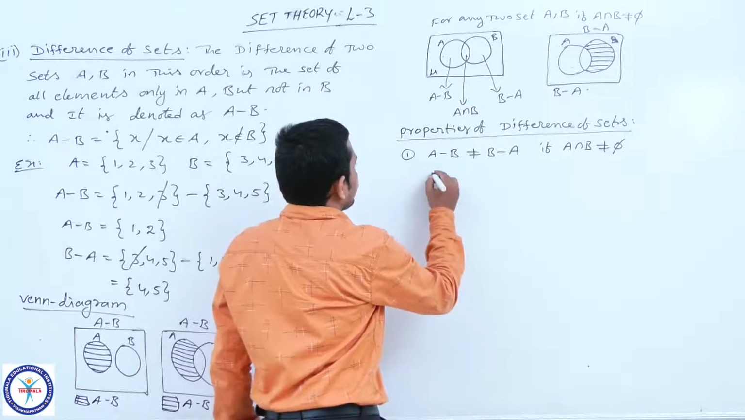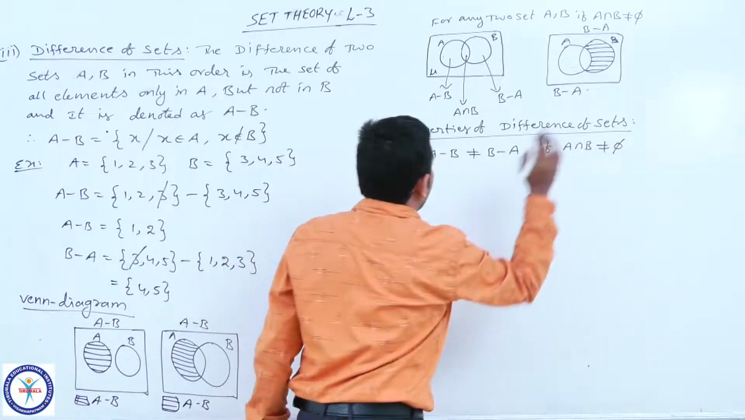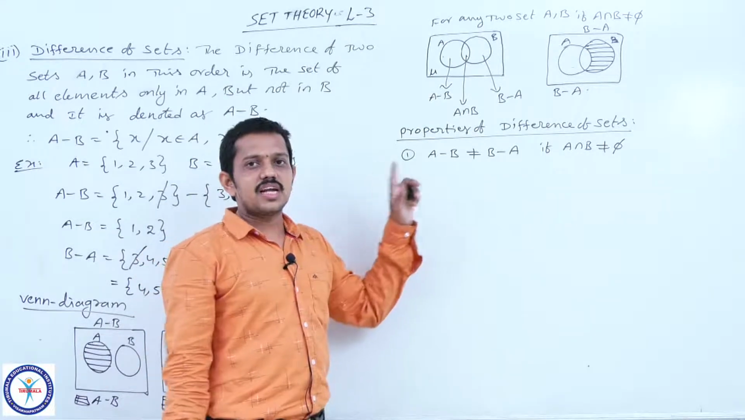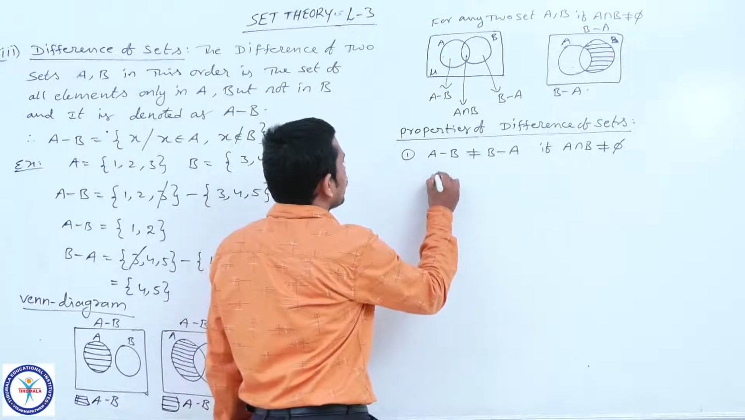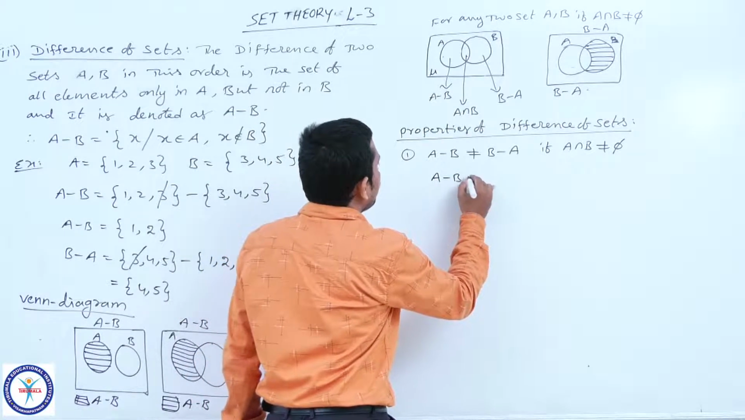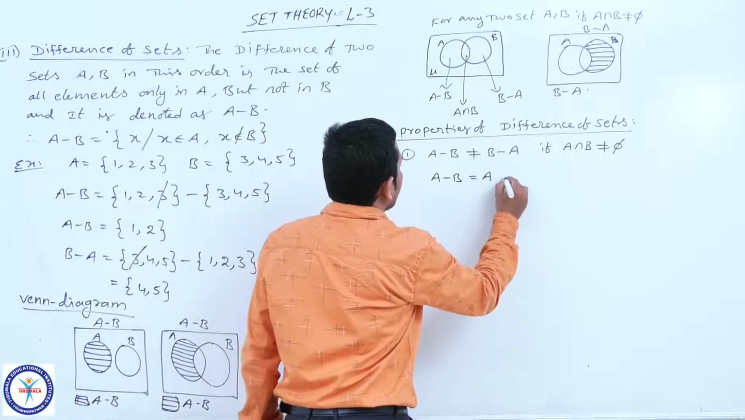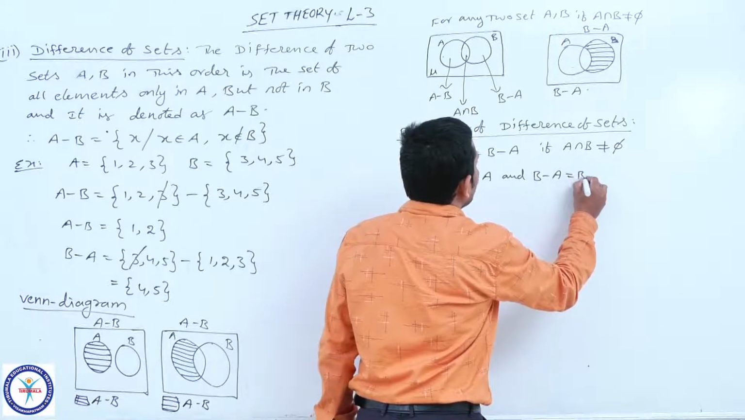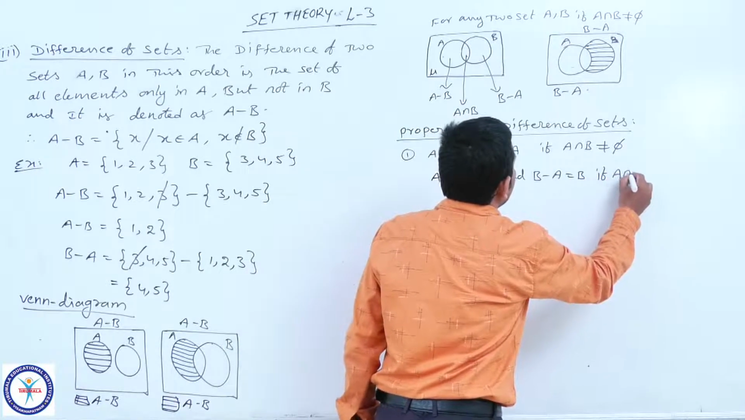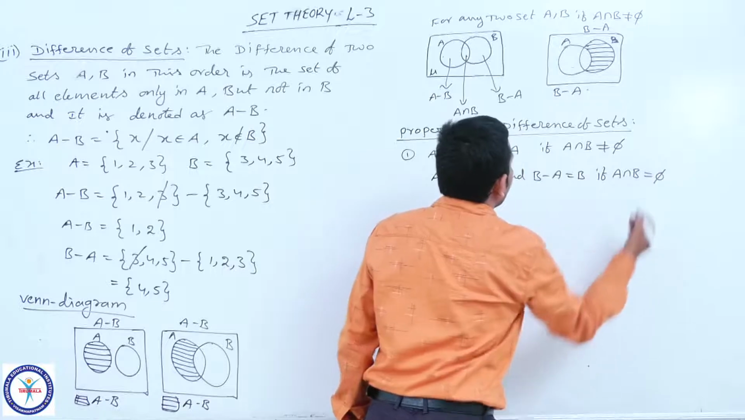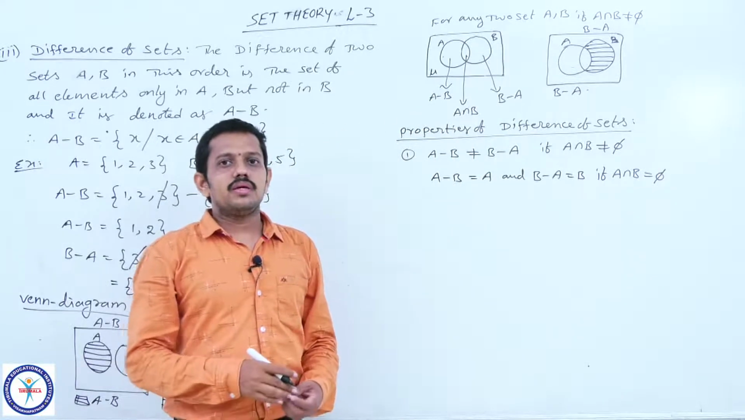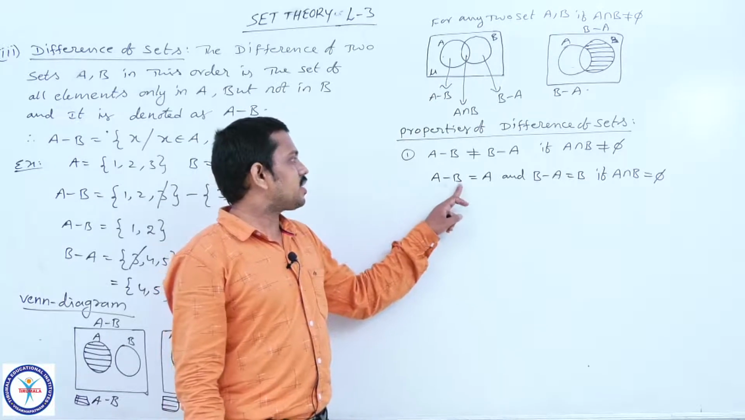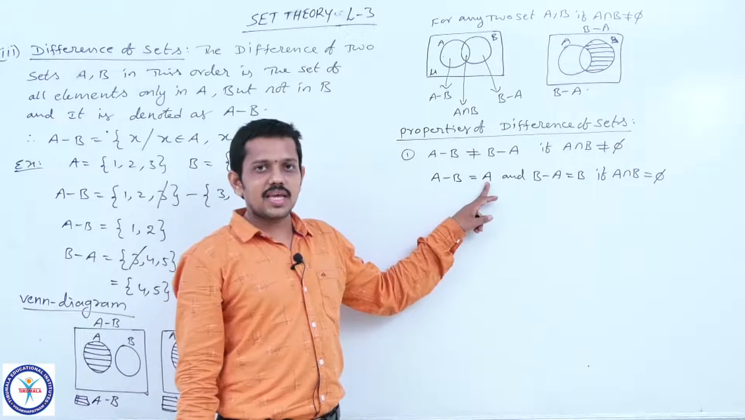Suppose A intersection B is equal to the null set, that is, A and B are disjoint sets. Then A minus B is equal to A, and B minus A is equal to B. If they have no common element, then A minus B is nothing but the complete set A.